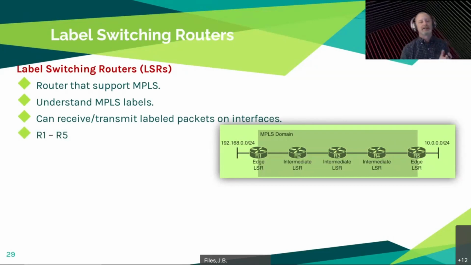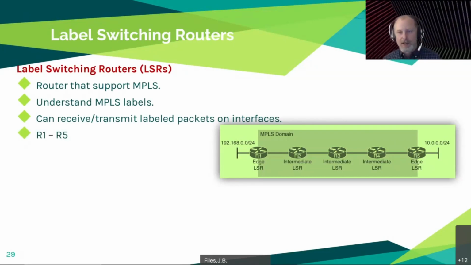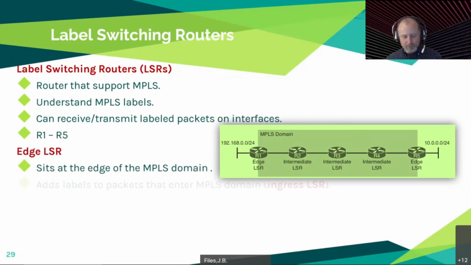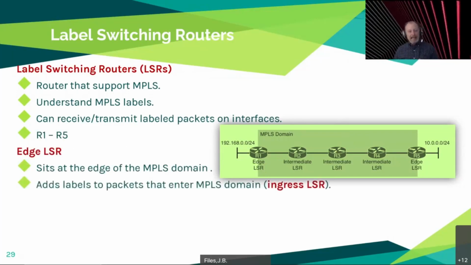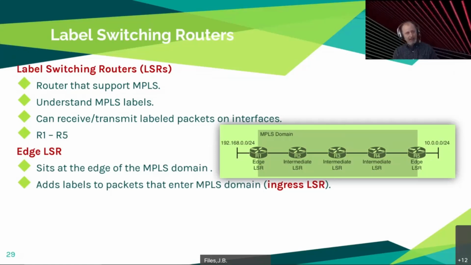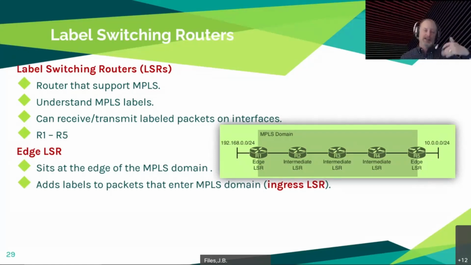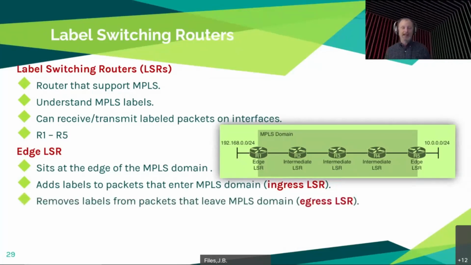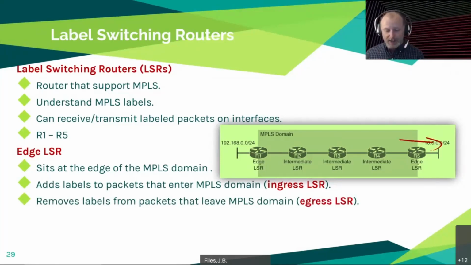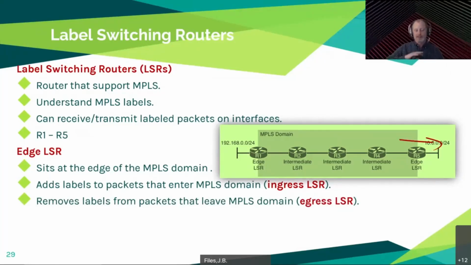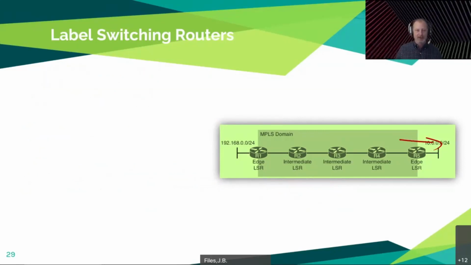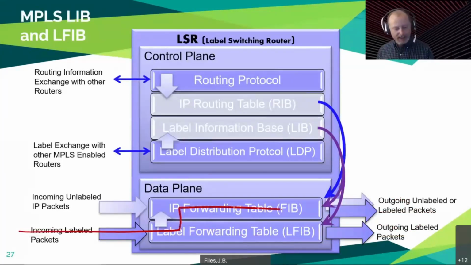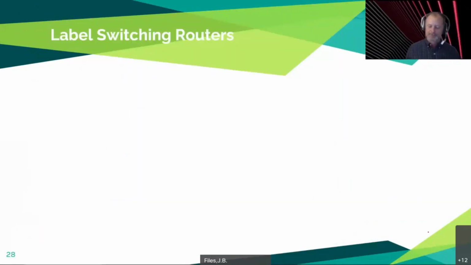R1 and R5, half of it's in the MPLS domain and half of it's not. So we have an edge LSR that's at the edge of the MPLS domain. It's going to be known as an ingress LSR if it's receiving unlabeled packets and then adds a label to it so that that packet can enter the MPLS domain. On the other hand, if it's getting labeled packets that are then going to leave the MPLS domain, it's going to remove the label and send the packet on its way, right? That's the situation over here where it comes in labeled, but then it comes out here and goes unlabeled.